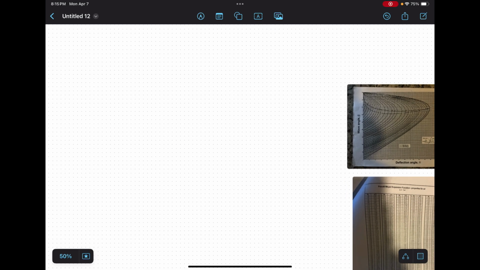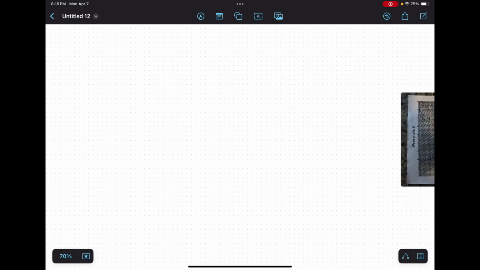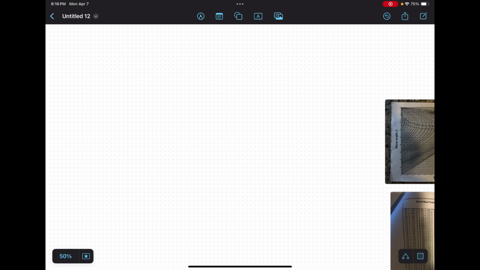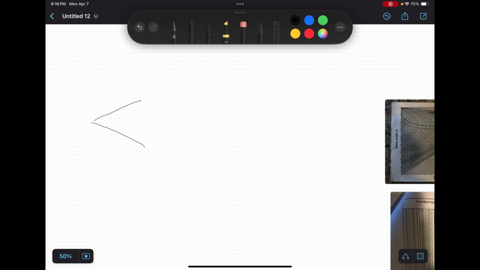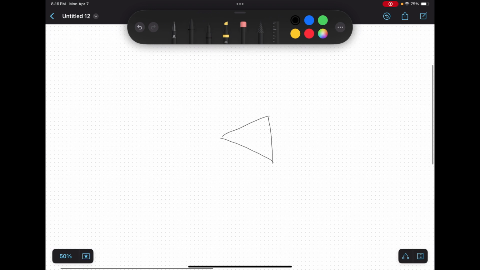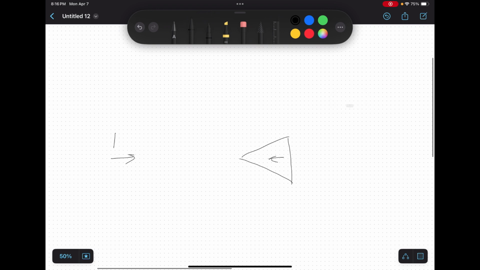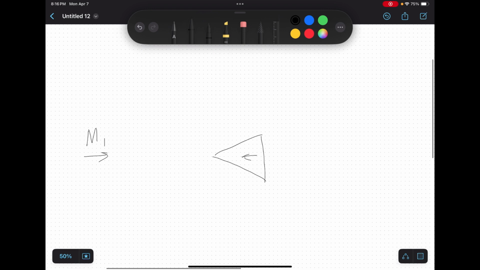So, first of all, what is a shockwave? Let's say you've got an airplane, and I'm gonna draw an airplane as a triangle. This is moving that way. The air is relatively moving that way. So let's say the air is moving at a Mach number, and I'm gonna call that Mach 1.